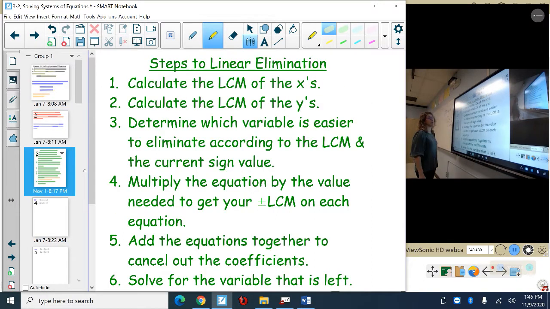So here are the steps. You are going to do these steps by yourself as we do the homework problems. You're going to calculate the LCM of the x's. You're going to calculate the LCM of the y's. Then you're going to determine which variable is easier to eliminate using the LCM. Look at the current signs. One might be easier than the other one. Then you're going to multiply the equation by the value needed to get you plus or minus the LCM.